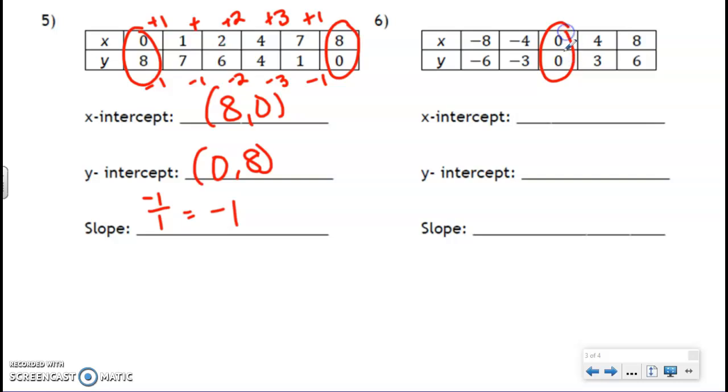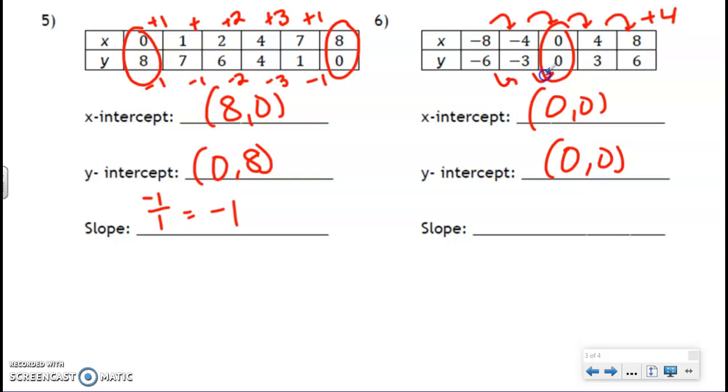Okay. This one always catches students. I'm looking for my zeros, and notice that there's only one place where I have zeros. That means my x-intercept and my y-intercept are both the same. They're both at 0, 0. I still need to find my pattern for these. Okay, we're going up 4. And then for the y's, we're going up 3. So y's over x's, and then reduce if you can, which we can't there.